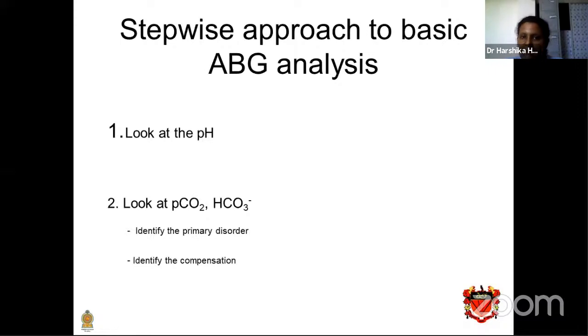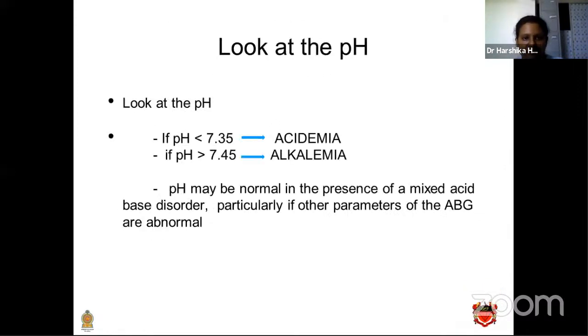Your second step in the blood gas analysis is to look at your carbon dioxide tension and the bicarbonate. Out of these two, one will denote the primary disorder and the other will denote the compensatory response. So how are we going to differentiate that? This I have already mentioned.